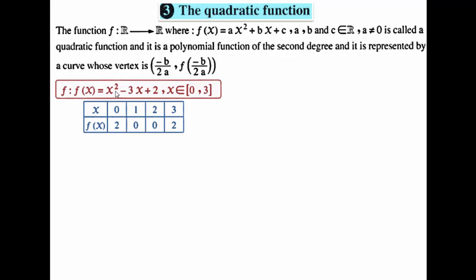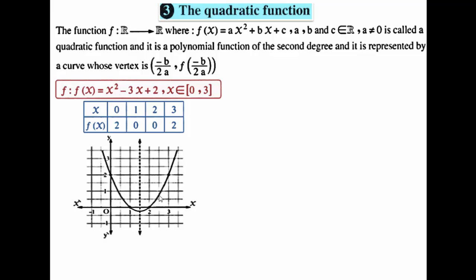Substitute x by 1: 1 power 2 minus 3 multiplied by 1 plus 2. Positive 1, positive 2, positive 3, minus 3. The result will be 0. We'll substitute also x by 2: 2 power 2 minus 3 multiplied by 2 plus 2. It means 4 plus 2 equals 6, minus 6. The result will be also 0. And the last one, we'll substitute x by 3: 3 power 2 minus 3 multiplied by 3 plus 2. The result will be 2, as shown in this graph, Cartesian graph or Cartesian product.